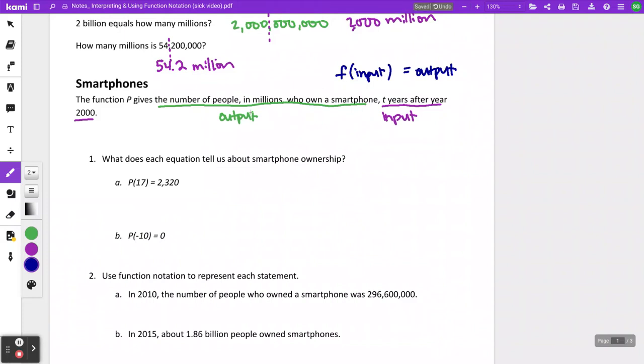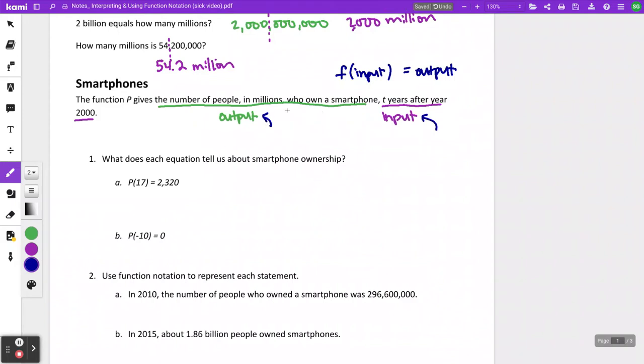So now we know, using these labels we came up with for input and output, when we come down to number 1, we know what those two numbers are going to be describing. The number inside the parentheses is going to describe our input, which is this here. And what comes after that equal sign is going to be our output, which is right here.